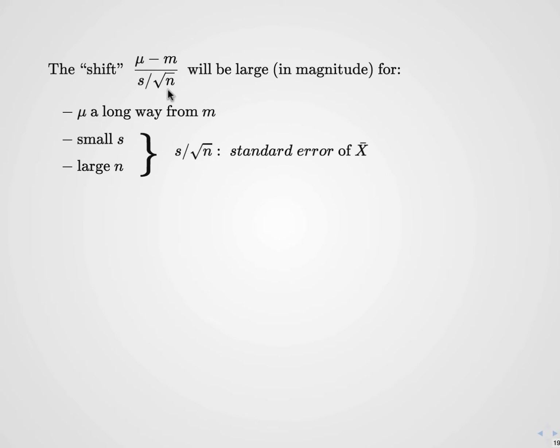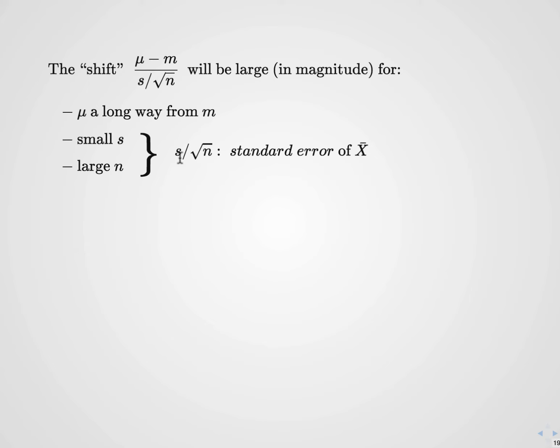Because this s divided by the square root of n is what's referred to, and we've talked about this already, as being the standard error of the sample mean. Okay, we mentioned that a couple of lectures back. And so the standard error is estimating the standard deviation of the sample mean x bar as an estimator of the population mean. So if the standard error is small, that means that x bar is a precise estimate of the population mean. Okay, if the standard error is large, then it's not precise.